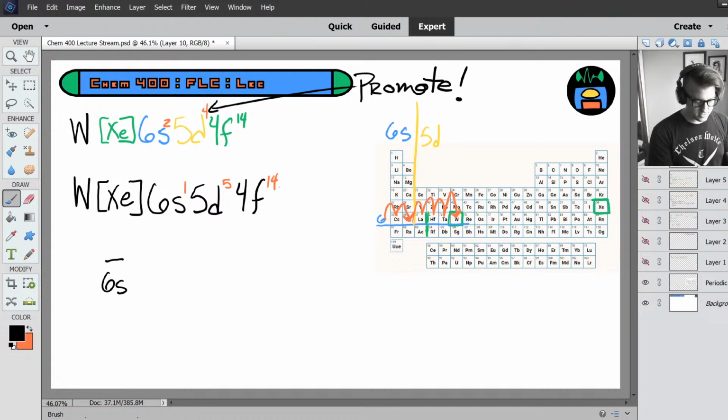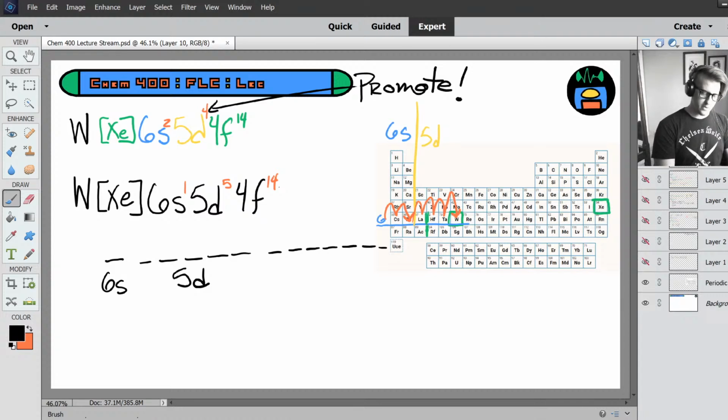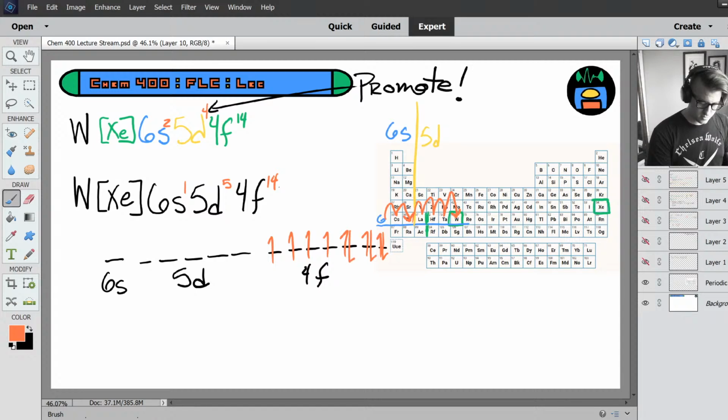We've got our 6s subshell, our 5d subshell, and our 4f subshell. We have 14 electrons in our 4f subshell, 1 electron in our 6s subshell, and 5 electrons in our 5d subshell.